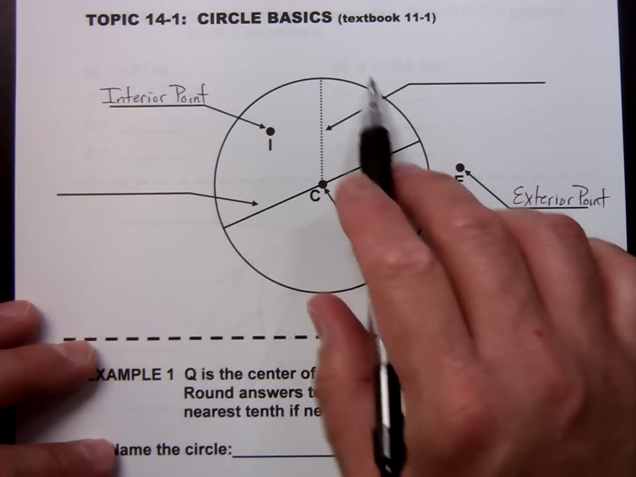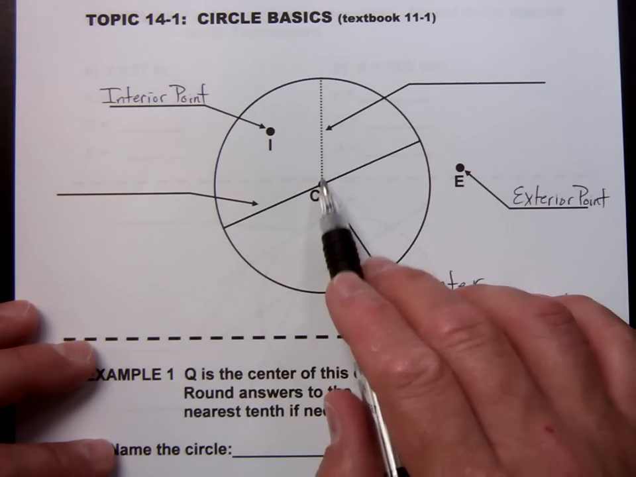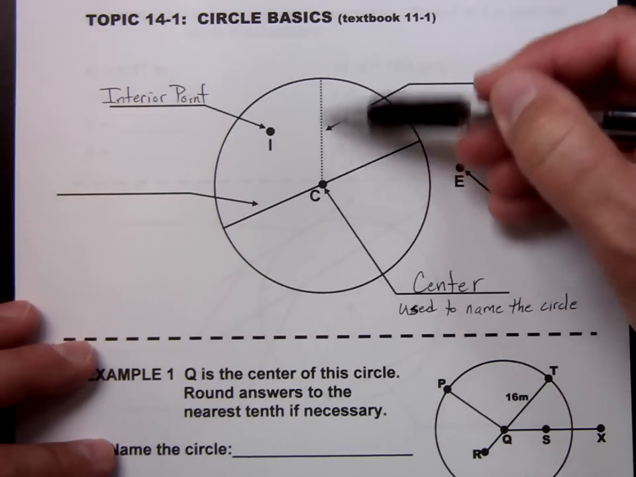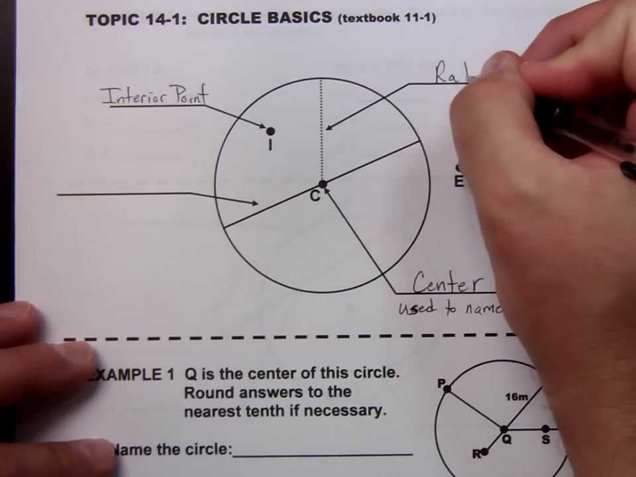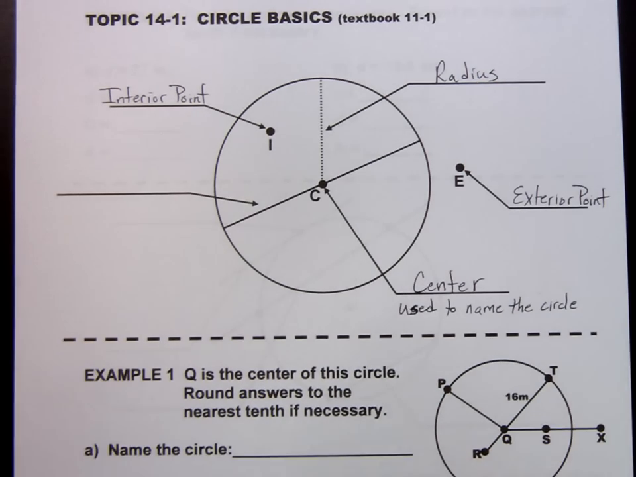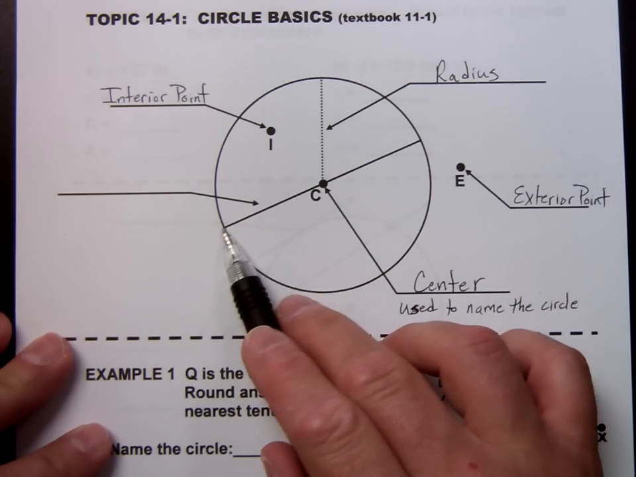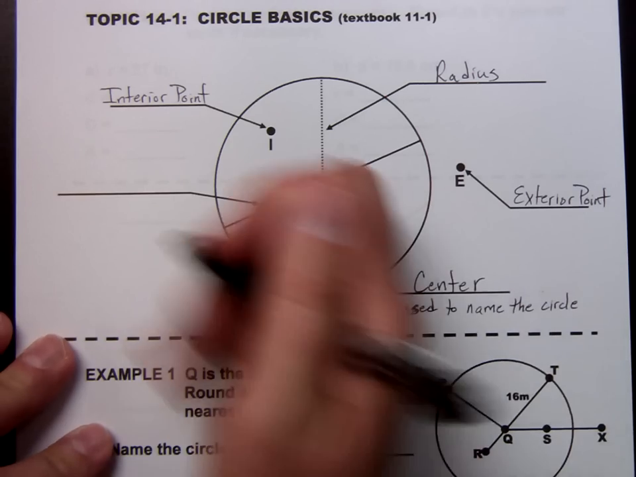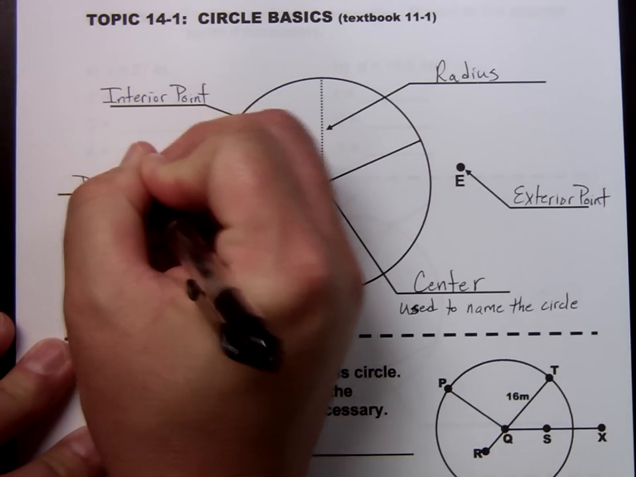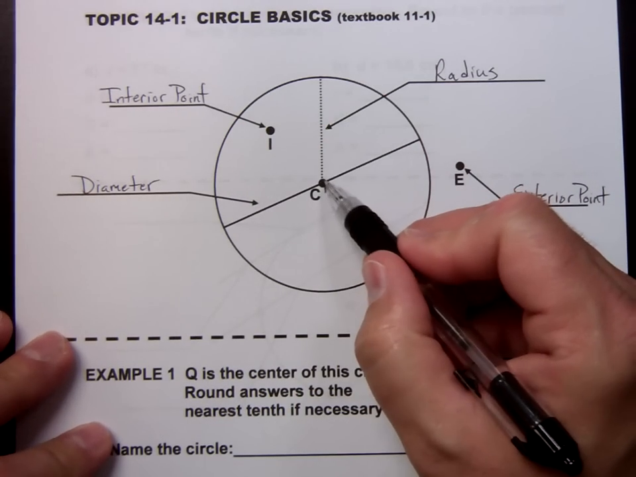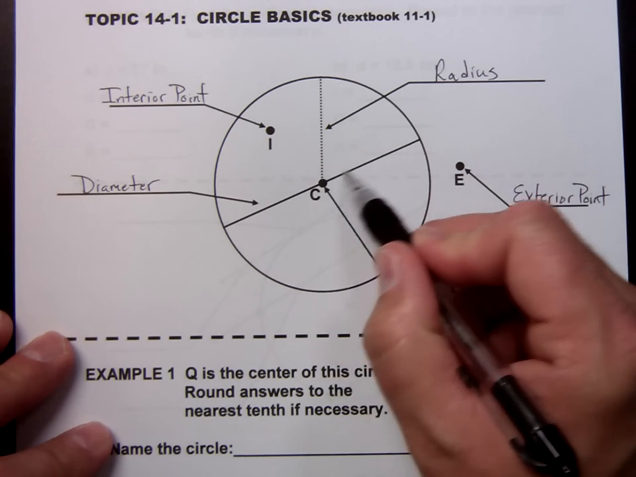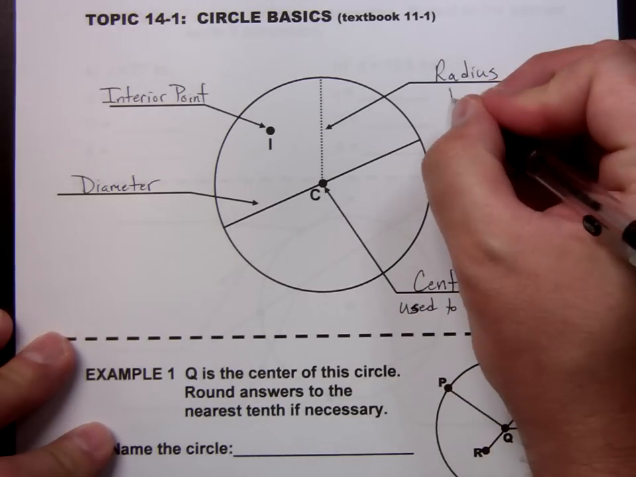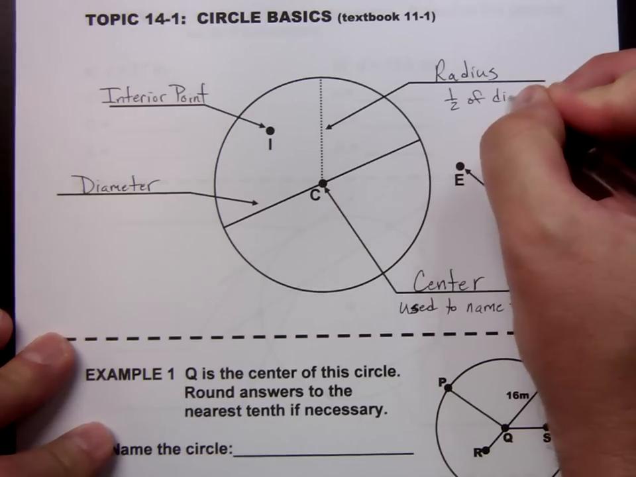Okay, we were talking earlier about all the points on this circle being equidistant from that center point. The distance from a point on the circle to that center point is called the radius. Now the distance all the way across the circle through the center point is called the diameter. So if the distance from the center point to a point on the circle is called a radius, then a diameter is 2 times as long as the radius, or we can say the radius is half of the diameter.